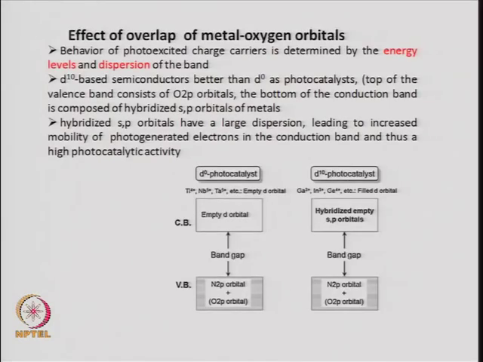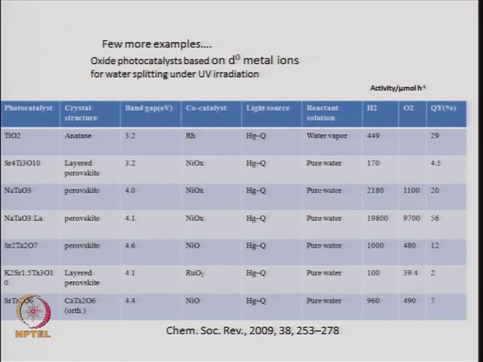There is another case of how you can increase the activity: by better overlap of metal oxygen orbitals. You can increase the bandwidth by having good hybridization or overlap of metal oxygen orbitals, and that will also give you increased mobility of the photogenerated electrons in the conduction band and lead to high photocatalytic activity. So, these are some of the examples of oxide photocatalysis based on d0 metal ions. You can see titanium anatase, a very good photocatalyst, and lanthanum doped sodium tantalate, where you have TaO6 octahedra, and these are linear and show very high efficiency.